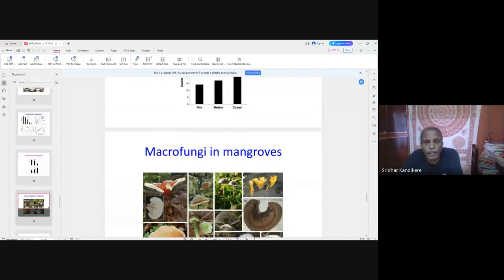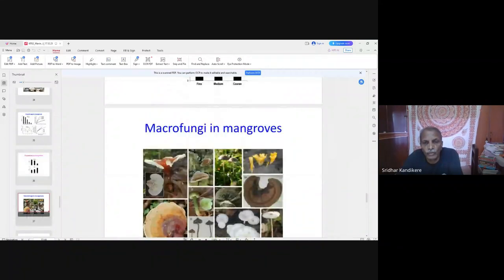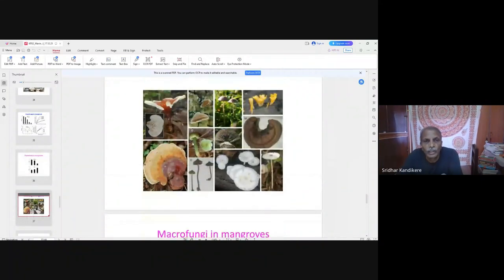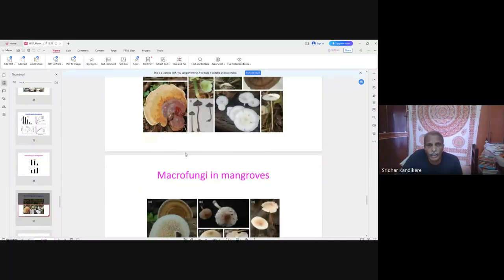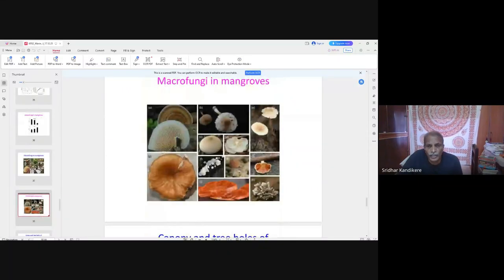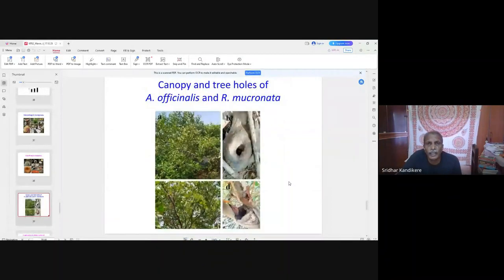So these are the macrofungi we found in mangroves. This is with regard to mangroves, and these are Amauroderma and Dacryopinax, and this is an Amanita species, and Ganoderma-like species, and varieties of other species have been seen in the mangrove ecosystem. And very recently, we conducted a study on canopy and tree holes.